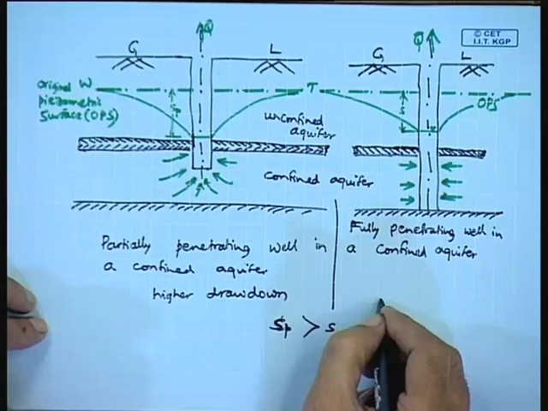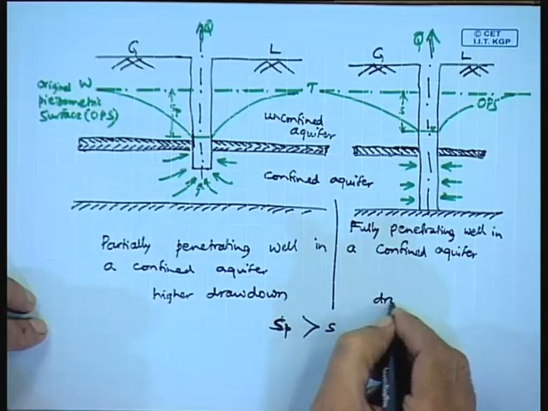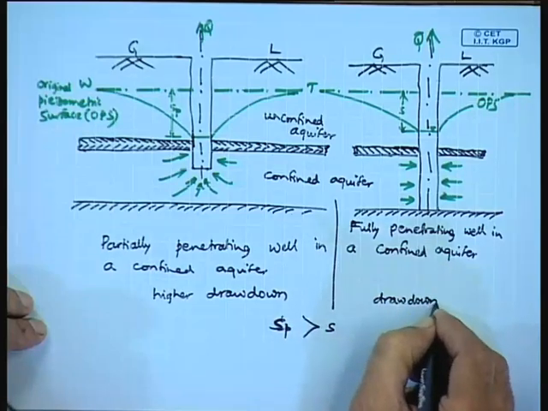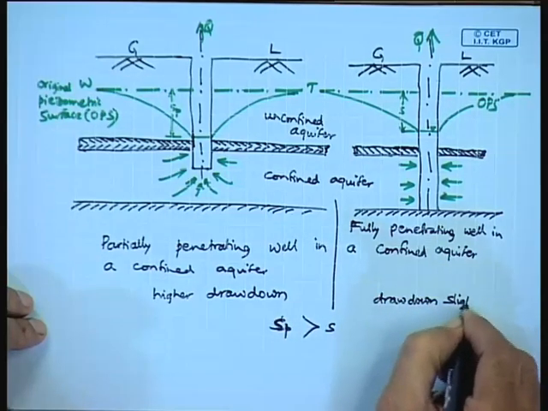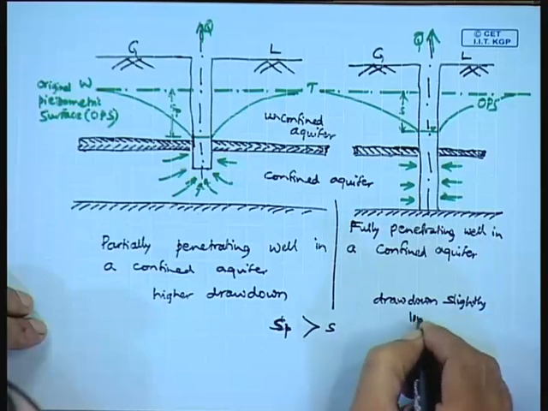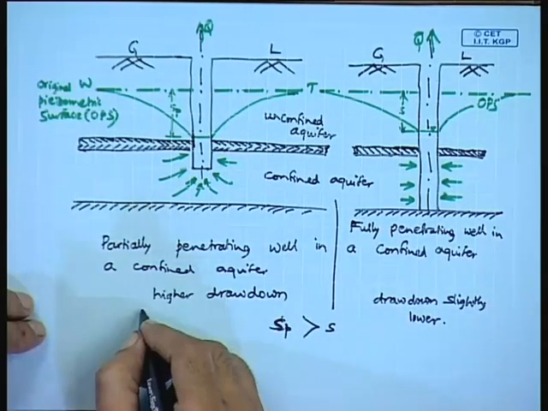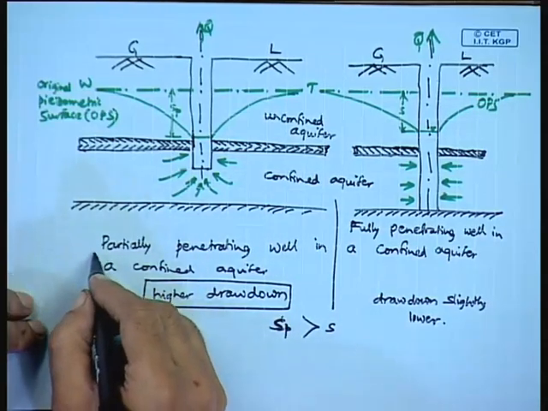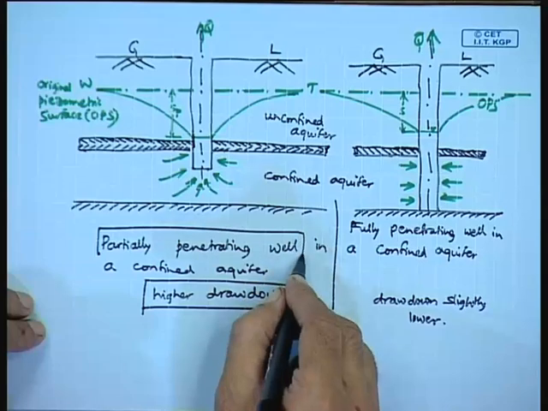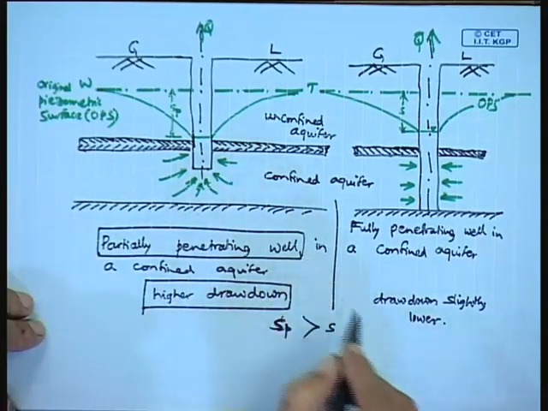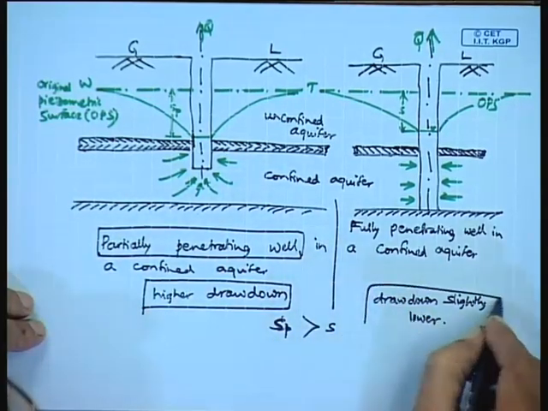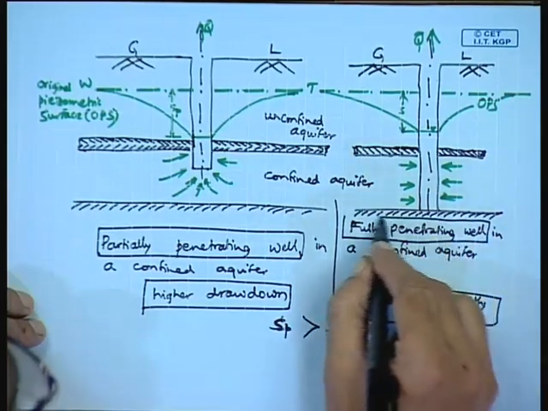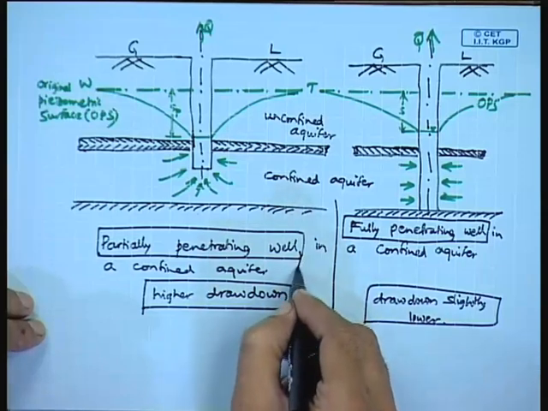So this is the higher drawdown for the partially penetrating well, and the drawdown is slightly lower for the fully penetrating well, okay.